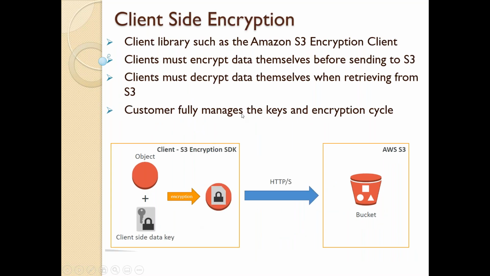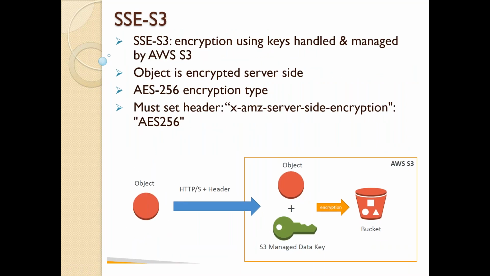The last one is client-side encryption. The client library, such as the Amazon S3 encryption client, must encrypt the data themselves before sending it to S3. You do all your encryption logic, lock the object and just send it. S3 will simply store the object just like a normal object. The client must encrypt and decrypt, and they have full control. They can manage their keys, encryption cycle, and everything should be managed on the client side. All that they do is send the locked object, and the object will be stored on S3. Okay, so these are the four different types of encryption that we have.